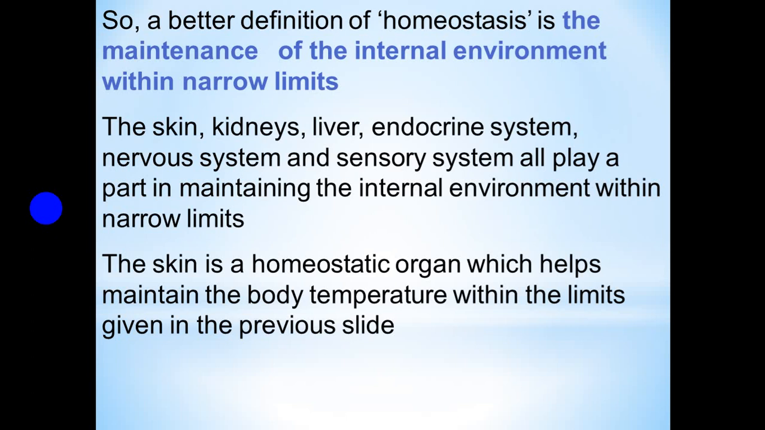Each organ maintains the internal environment within narrow limits. The skin is a homeostatic organ, which helps maintain the body temperature within the limits given in the previous slide. إذن الحفاظ على درجة حرارة الجسم في حالة طبيعية، عندنا السويت جلاند هي اللي تحافظ لنا على temperature، وهي موجودة في الجلد بالجسم.